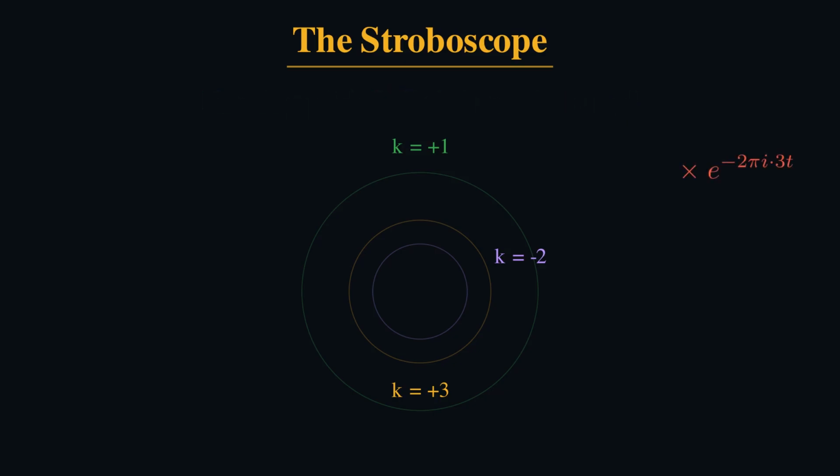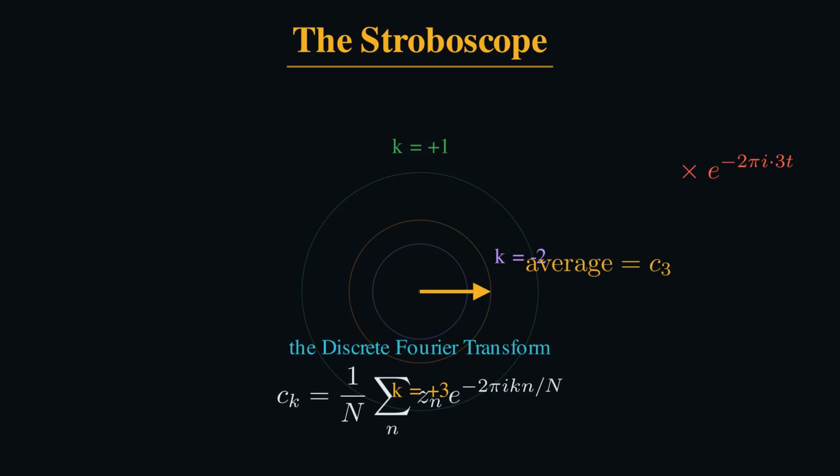The stroboscope. Multiply the whole soup by e to the -2 pi i 3t, spinning everything backwards at speed 3. Watch. Every component shifts speed, and the speed 3 component freezes dead still, while the others keep spinning. Now average over the whole loop. Anything still spinning sweeps a full circle, and a full circle averages to 0. Only the frozen arrow survives, and that survivor is the coefficient c3.